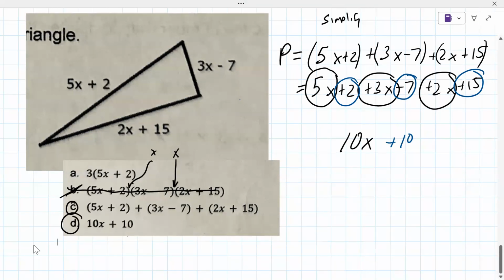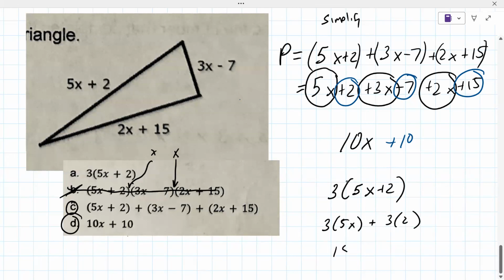I don't know if you guys have covered this, but let's look at A real quick. It's 3 parentheses 5x plus 2. Do you know what to do with this 3 when it's outside the parentheses? No, not really. Will it be multiplying? Yeah, you multiply 3 times 5x plus 3 times 2, which is 15x plus 6. Is that the same as 10x plus 10? No. So it's not correct.